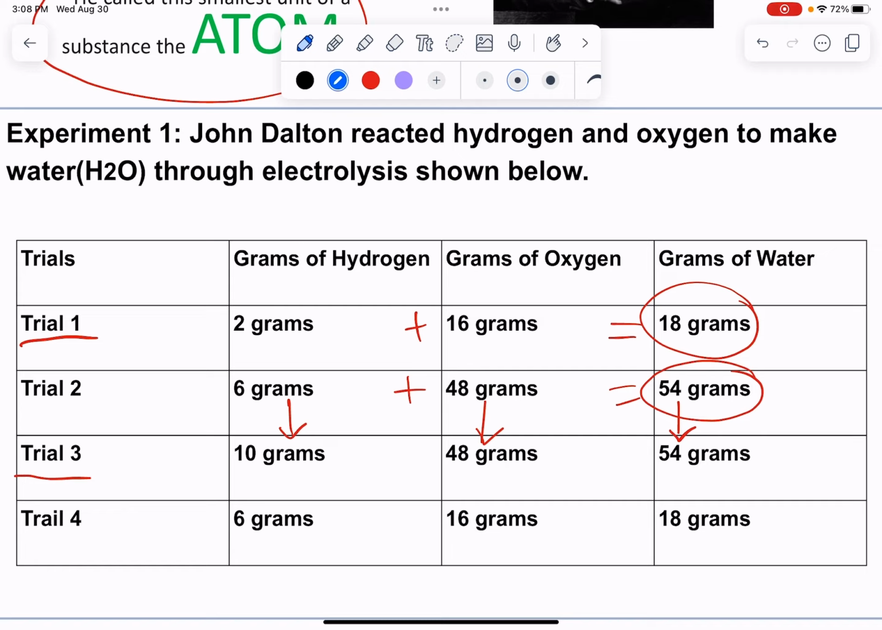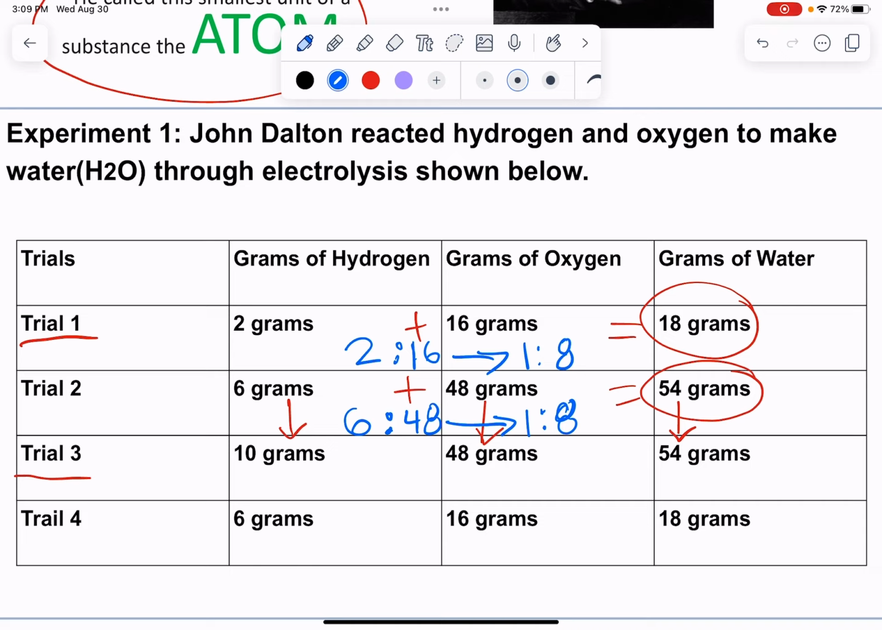However, if we look back up here, in trial 1 and trial 2, I notice that for trial 1, there's 2 grams of hydrogen for every 16 grams of oxygen. That's my ratio. I can reduce that down and say every 1 gram of hydrogen reacts with 8 grams of oxygen. We can do the same thing here. So if I say 6 to 48 in trial 2, that's my ratio. If I reduce that down, I can divide both of those by 6. 6 divided by 6 is 1. 48 divided by 6 is 8. I end up with this 1 to 8 ratio.